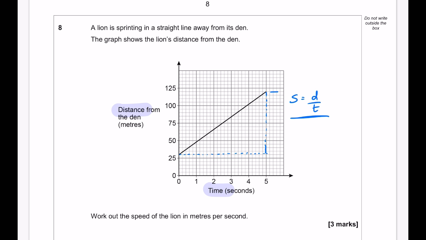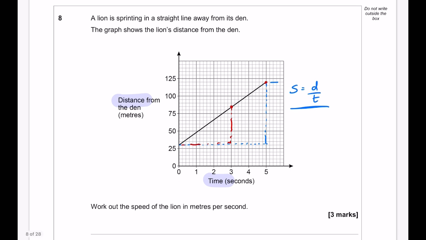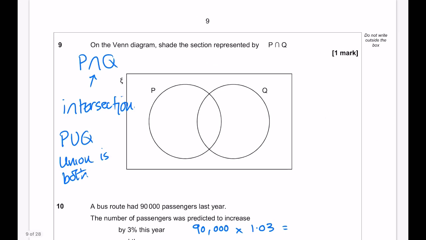One point on the gradient, you can create a triangle, choose a point where it crosses exactly on the grid, like there or there. Okay, either would be fine to create a triangle. I have been told that in science they want you to use the full graph, but any triangle is fine for your maths. Okay, that should be okay for 8.